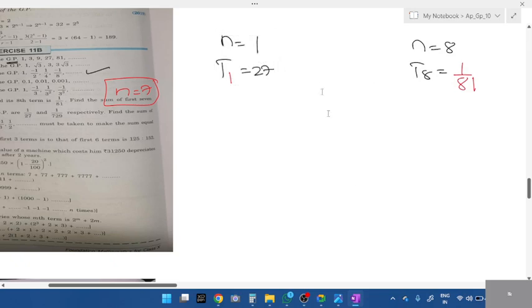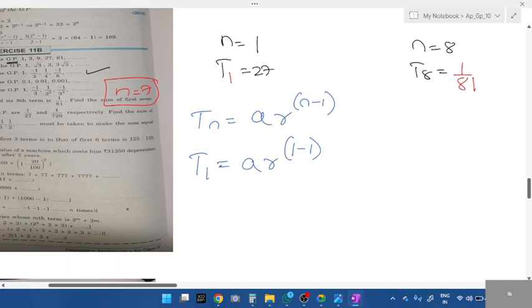Okay, tell me the GP formula, students. T of n is equal to a r to the power of n minus 1. What is T of n here? T of 1 is equal to a into r to the power of, n value is 1 minus 1, right? Yes.